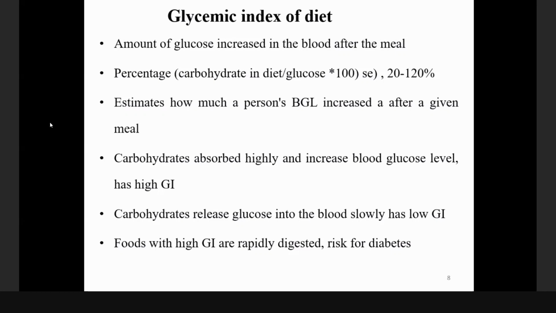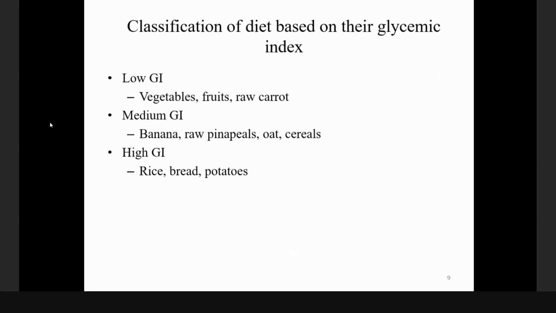So a patient with diabetes mellitus should take a diet with low glycemic index. So it is good to list down or classify diets based on their glycemic index. For instance, you can have diet like the vegetables, fruits, raw carrot, and so on. These are important for a patient with diabetes mellitus because they have low glycemic index. They do not increase the blood glucose level highly.